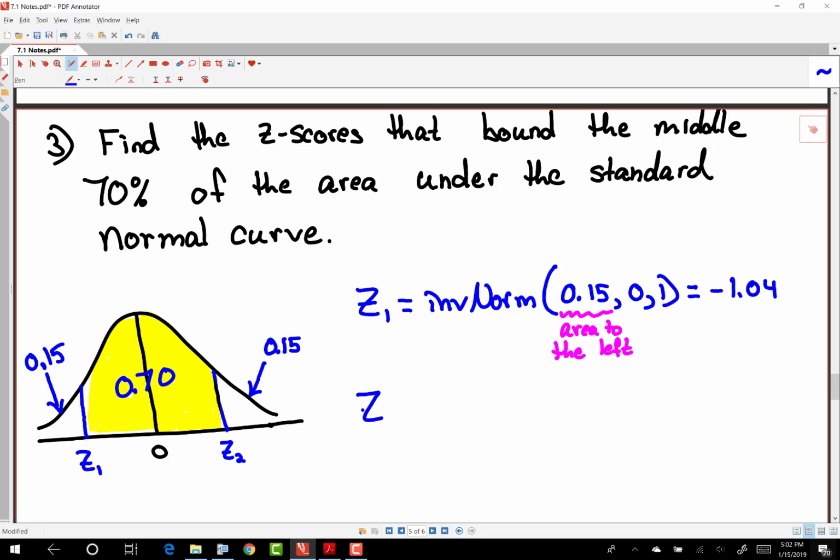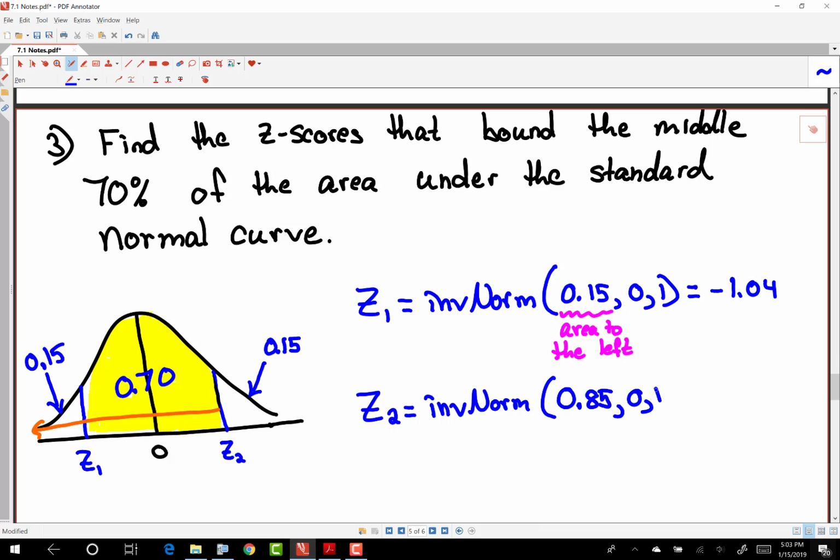Okay, now for Z2, I'm going to show you 2 ways to get it. To calculate it directly, because when we get to things where 0 is not right in the middle, things don't work out so pretty. So I'm going to show you how to do it that'll work anytime, even when we're not at the standard normal. So to get Z2, I need the area to the left. Now the area to the left is the whole thing, all the way down. So it's going to be that 0.7, but it's also going to be the 0.15. So the area to the left for Z2 is 0.85.